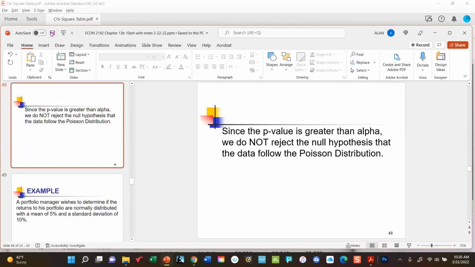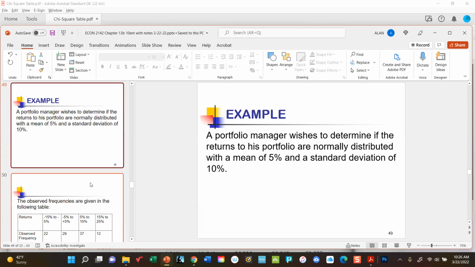Now we're going to look at another case, and this time we really are using the normal distribution. Okay, the basic procedure never changes. What will change is the way we calculate the expected values. Like, here's a simple one. A portfolio manager wishes to determine if the returns to his portfolio are normal with a mean of 5% and a standard deviation of 10%.